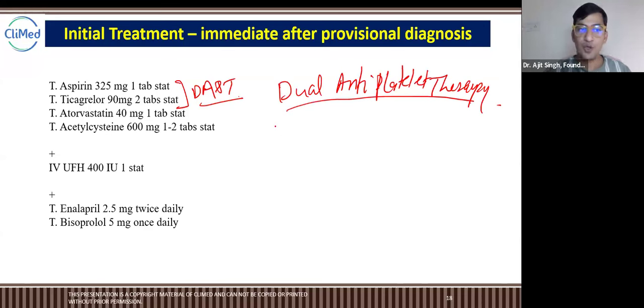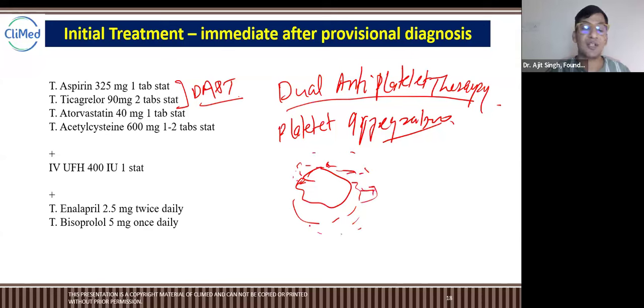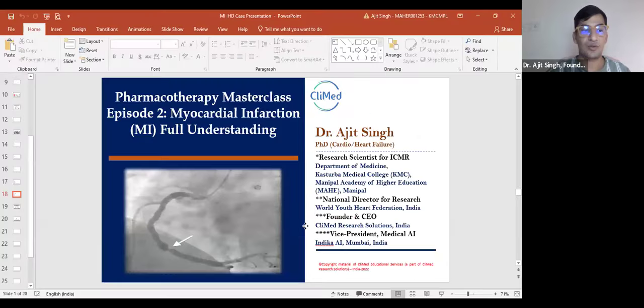So, what does the DAPT do? Aspirin and clopidogrel stop the platelet aggregation. How? Because aspirin and ticagrelor go and attach to the platelet receptors, and they leave no space for the von Willebrand factors, glycoproteins and collagens. They don't leave such receptors to be filled by those components, right? So that's it. What happened?